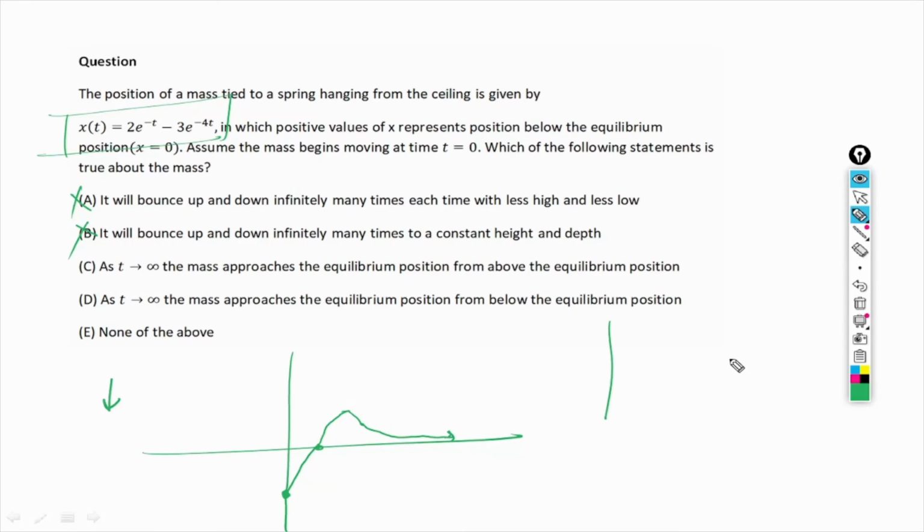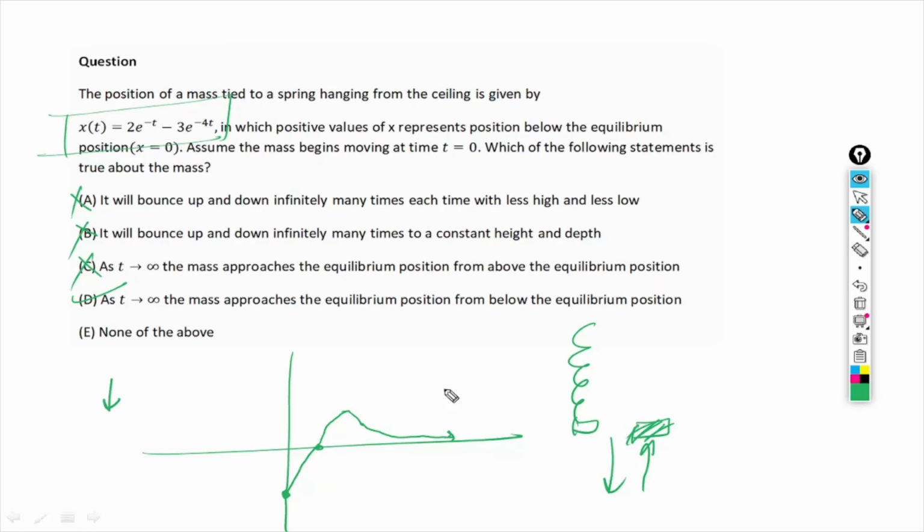Next option: as t tends to infinity, the mass approaches the equilibrium position from above the equilibrium position. So what is happening here? Let's say we drop this mass, so it goes down and then it comes back to the equilibrium position. So it is approaching the equilibrium position from below. From the graph it appears that it is approaching x equals 0 from above, but actually, because positive values of x represent the position below the equilibrium position, it is approaching the equilibrium position from below. So that means D is correct, and C is incorrect.